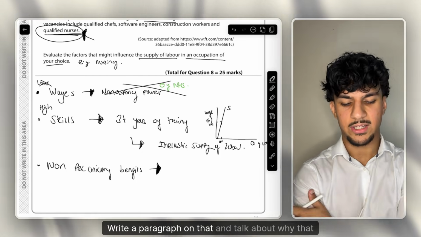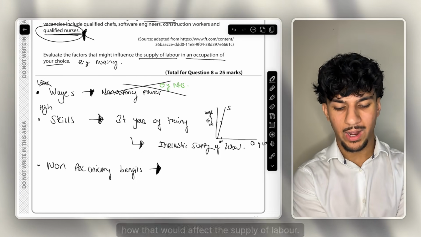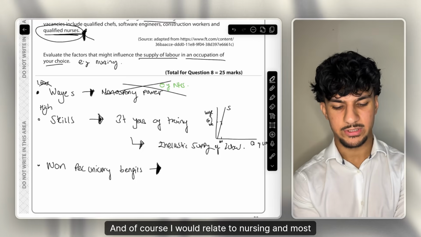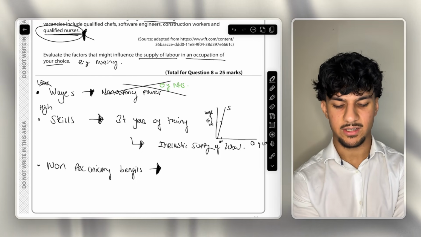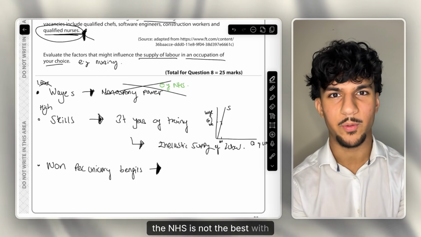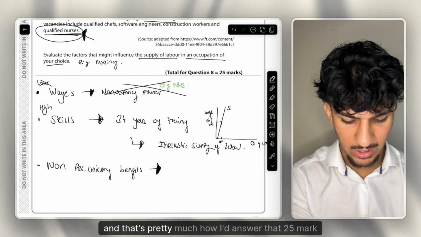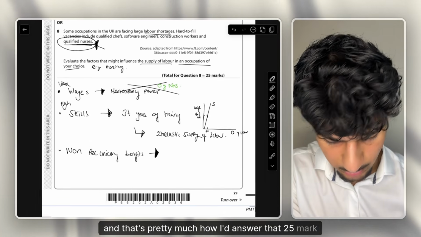Write a paragraph on that and talk about how that would affect the supply of labour. And then of course I would relate it to nursing, and most of those are going to be very bad for nursing, since the NHS is not the best with the working conditions of nurses. But yeah, that's pretty much how I'd answer that 25-mark question.